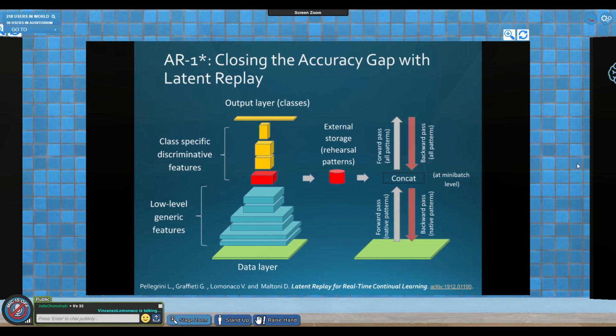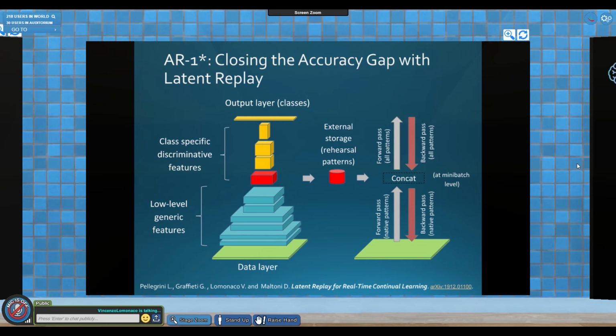It's still 32. Yeah, still 32. You can see that these volumes are concatenated on the fly at the mini batch level while you're learning about new data from the current batch. That's very cool. It's very efficient.